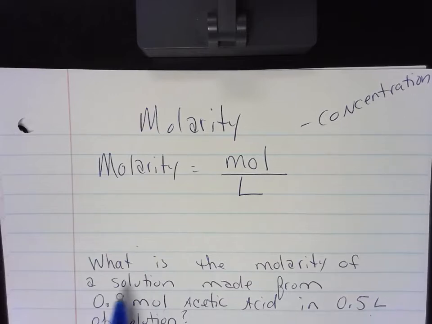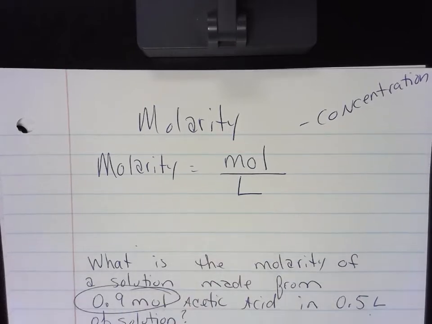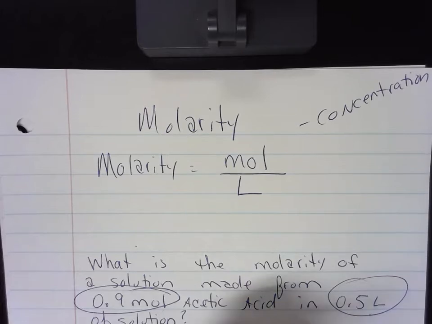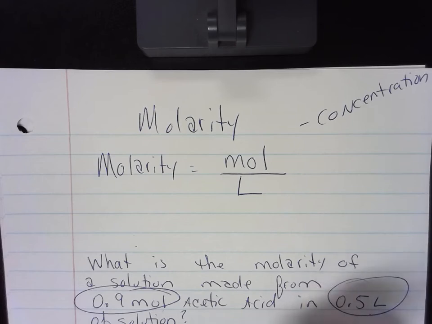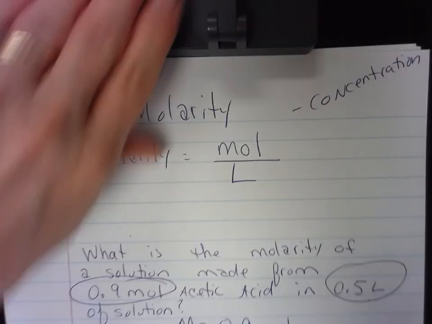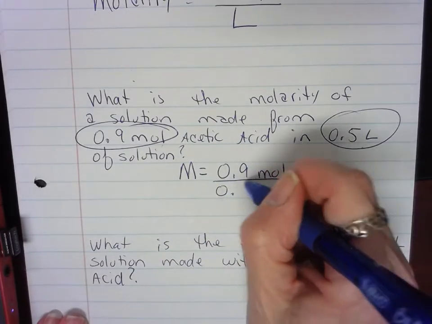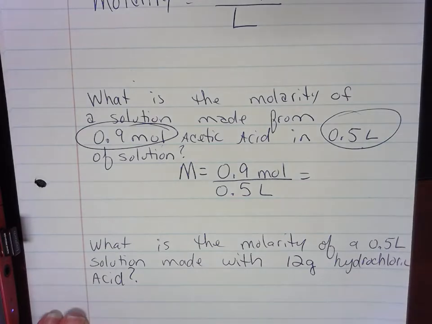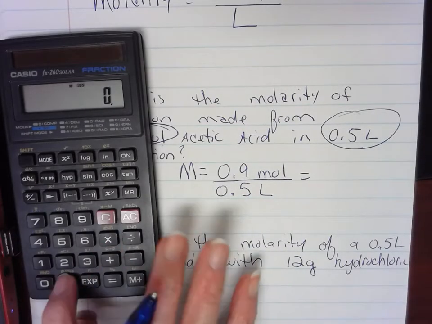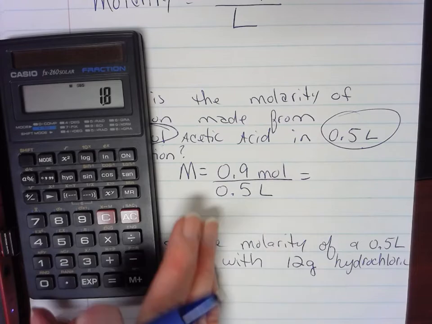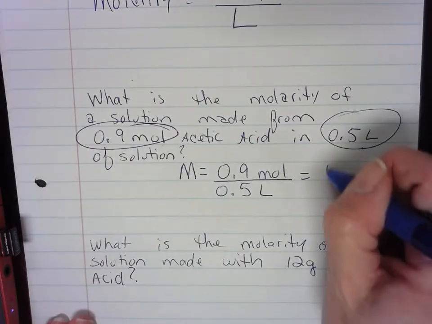So if we have, what is the molarity of a solution that is made from 0.9 moles of acetic acid in 0.5 liters of solution? There's your moles, there's your volume. So the molarity is going to equal 0.9 moles of my solute divided by 0.5 liters of solution. So 0.9 divided by 0.5 is 1.8 molar.